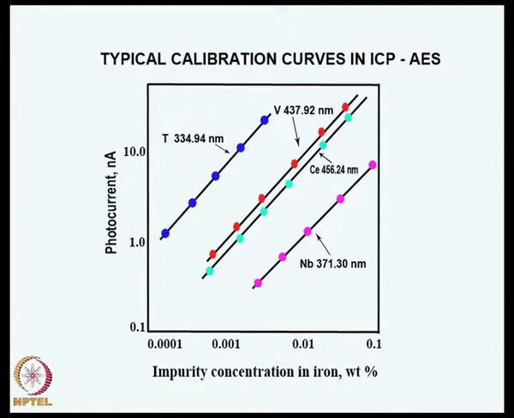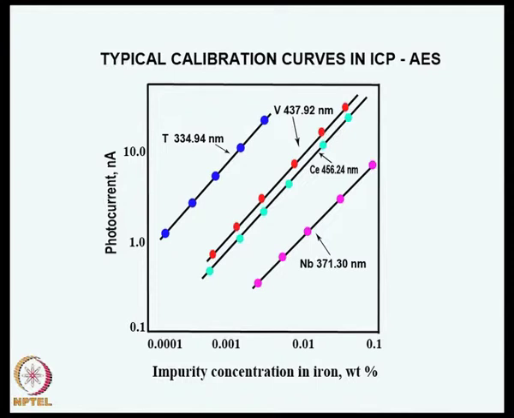Now, here I am showing you typical calibration curves. Here photocurrent is plotted versus concentration. You can see that the concentration, this is the impurity concentration in iron, and the first one is for thallium, the second one is for vanadium, this third line from the top is for cerium, and the fourth one is for niobium.